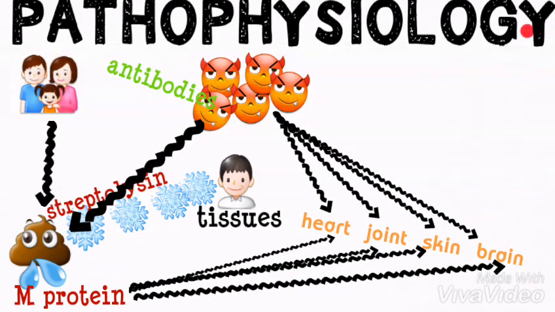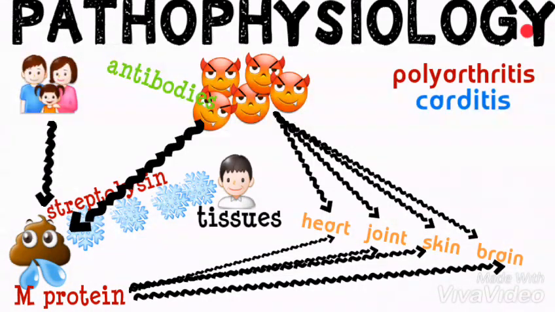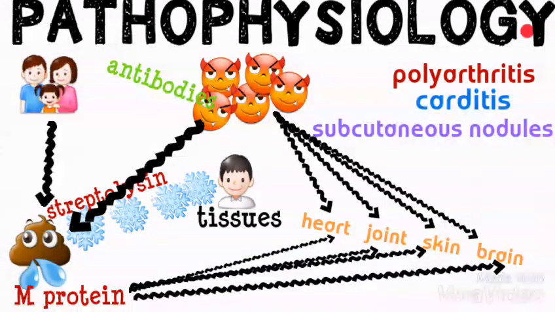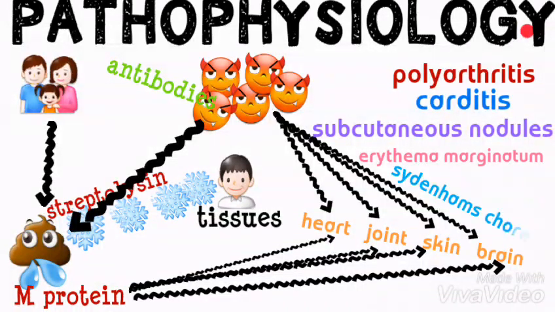Now, this causes inflammation of the affected structures, resulting in inflammation of the joints, which we call polyarthritis, inflammation of the heart, which we call carditis, skin lumps, which we call subcutaneous nodules, reddish rash, which we call erythema marginatum, and rapid movements of the face and arms, which we call Sydenham's chorea. This inflammation may heal, causing fibrosis of the heart valves, causing rheumatic heart disease.